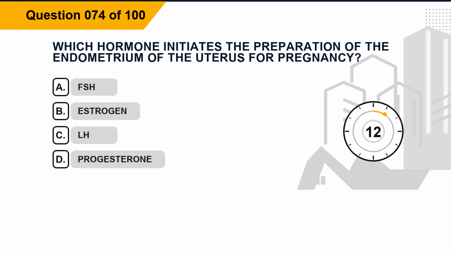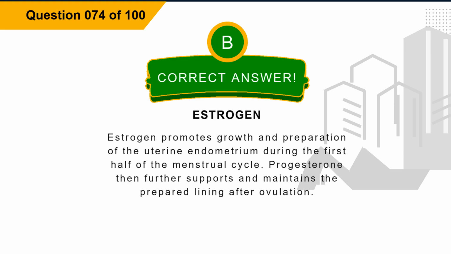Question 74. Which hormone initiates the preparation of the endometrium of the uterus for pregnancy? Option A, FSH. Option B, estrogen. Option C, LH. Option D, progesterone. The correct answer is option B, estrogen. Explanation: estrogen promotes growth and preparation of the uterine endometrium during the first half of the menstrual cycle. Progesterone then further supports and maintains the prepared lining after ovulation.